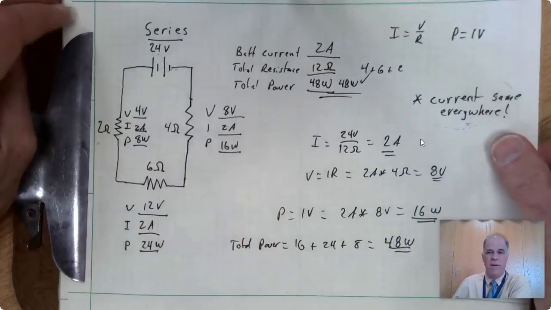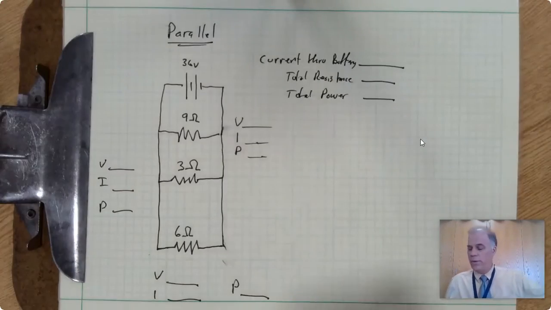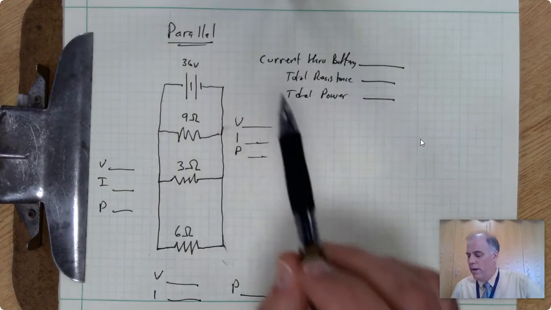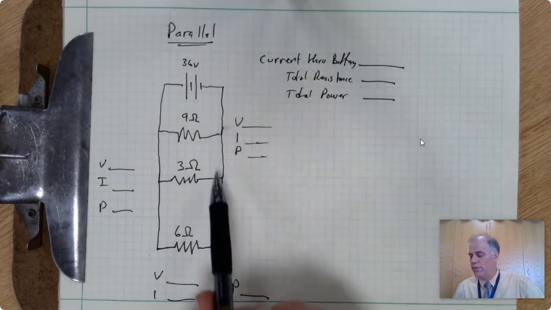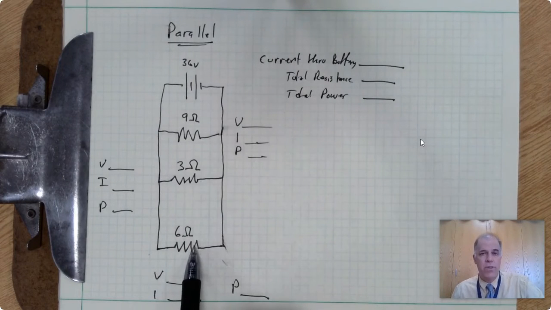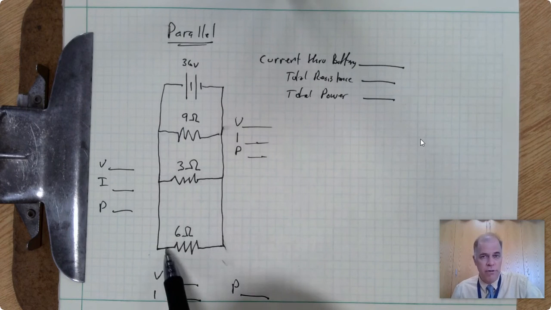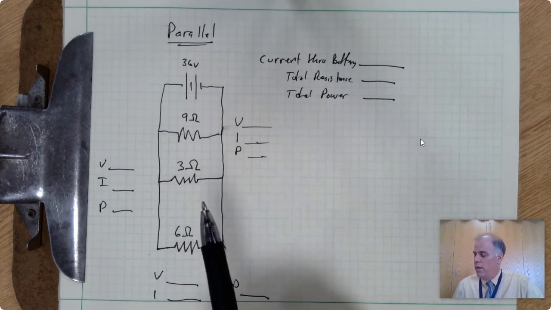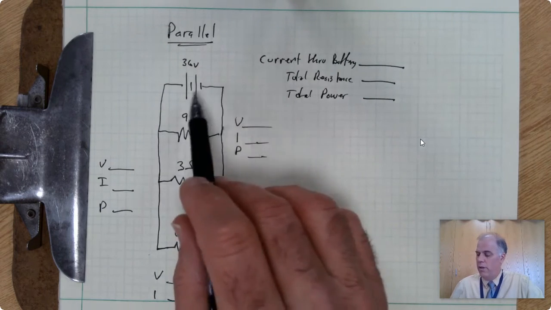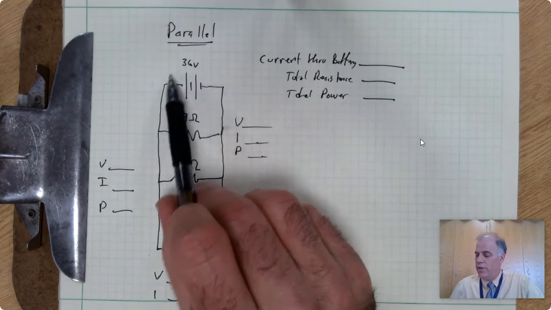Now let's do parallel. So here's a parallel circuit. As you recall, in a parallel circuit, we have more than one possible path for the current to take, for the flow of charge to follow. But still all of the power and the energy is coming from the battery.